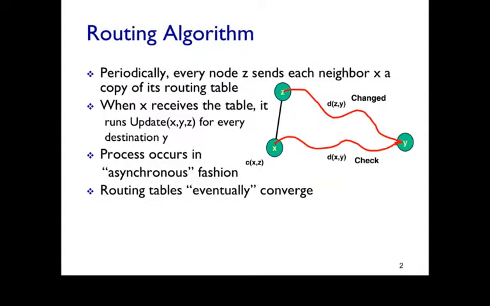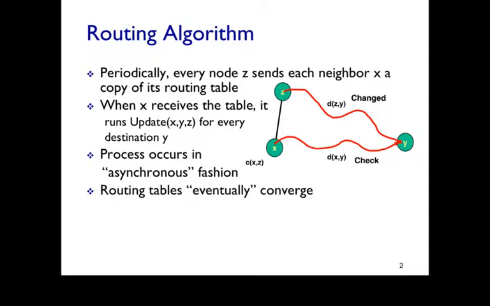So we saw this in the last class, right? The basic idea is that periodically every node Z sends each neighbor X, where Z and X span over all the nodes in the graph, a copy of the routing table, and when X receives this table, it simply runs that procedure for every destination Y. So at the end of it, it would have figured out how to reach all the nodes in the graph. This process occurs in an asynchronous fashion, meaning that whenever it gets an update, it runs this procedure, and the routing tables will eventually converge.